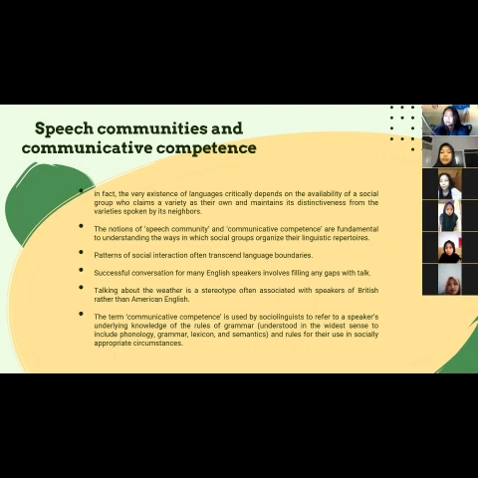The term communicative confidence is used by sociolinguists to refer to a speaker's underlying knowledge of the rules of grammar, understood in the widest sense to include phonology, grammar, lexicon, and semantics, and rules for their use, the sociality of variety, circumstances. That's all for me.